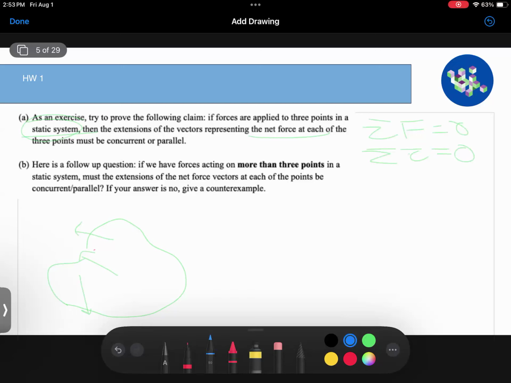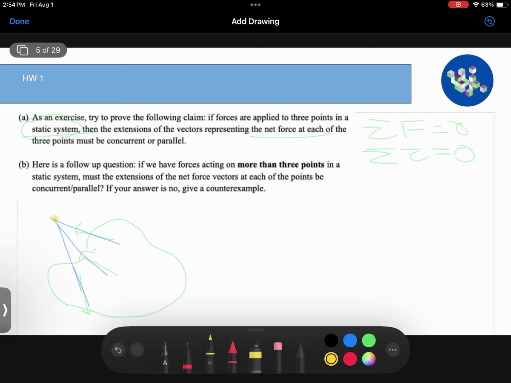So let me draw the extensions. Say that one extends something like that. That one will go there. That will go there. Okay. It's not a perfect drawing, but you guys get what I mean, right? And then they all intersect at this one point over here. So they're concurrent, right? We'll first deal with the concurrent case.